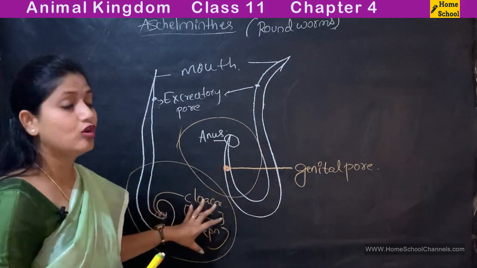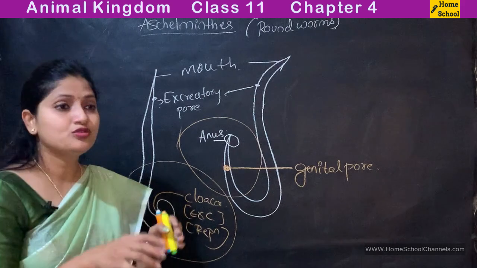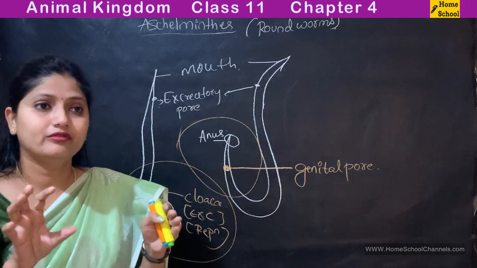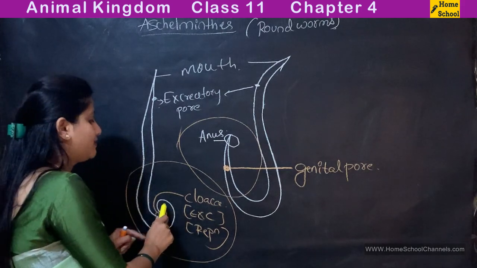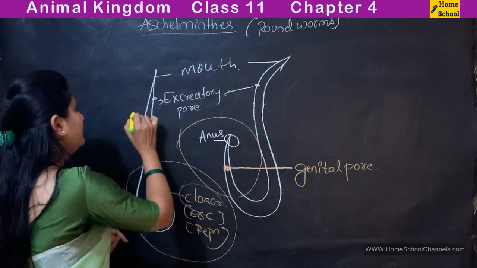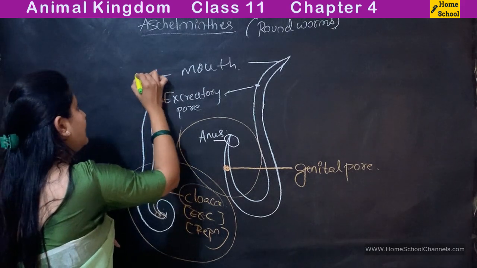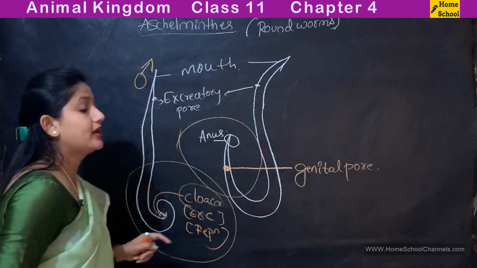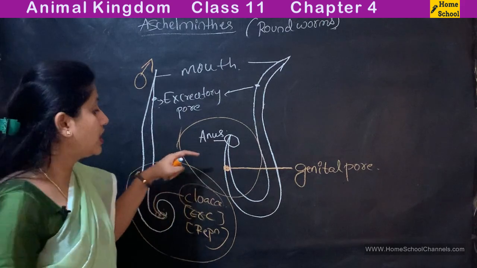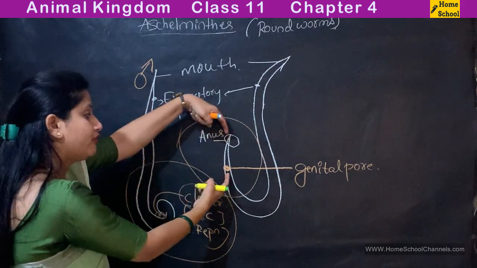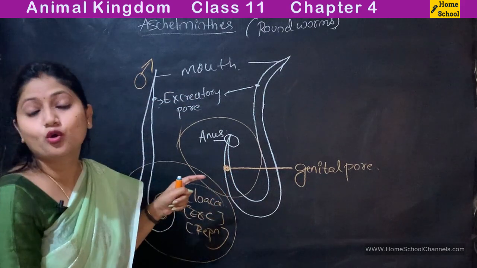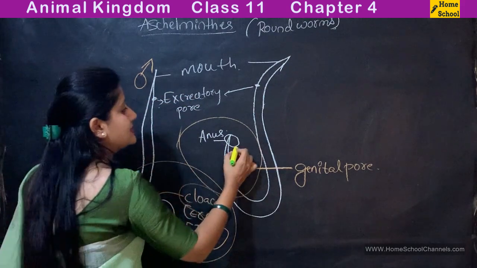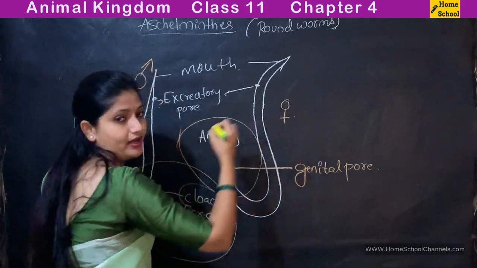All other parts are almost similar. So when you refer to an external characteristic, the presence of the cloaca will decide this as a male member, and the absence of the cloaca, or the presence of two different pores, one for excretion and a genital pore for reproduction, decides it is a female one.